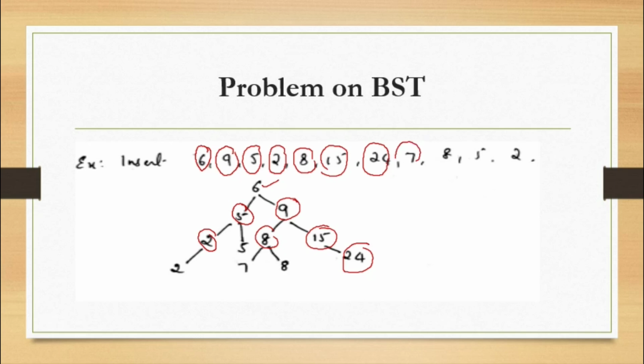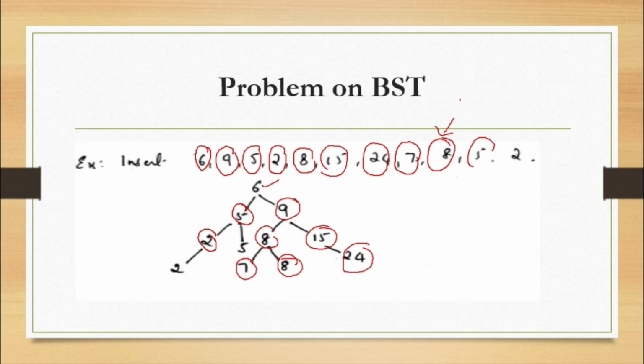Next is 7, and 7 is lesser than 8, so I put it to the left of 8. Next is 8 again, so 8 is already present. I check whether the left is empty or not. Here the left is not empty, I have 7 in the left, so I put the 8 to the right. This is what I was telling about that last condition, and we can understand it here.